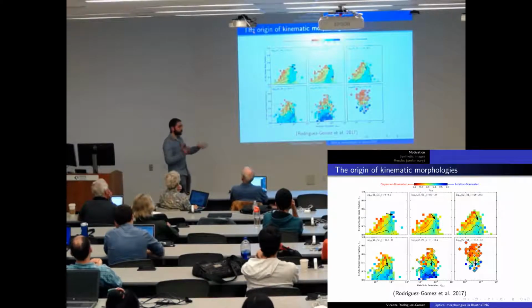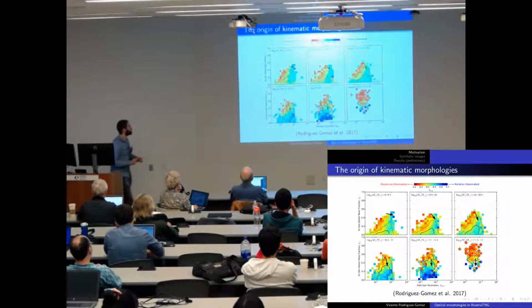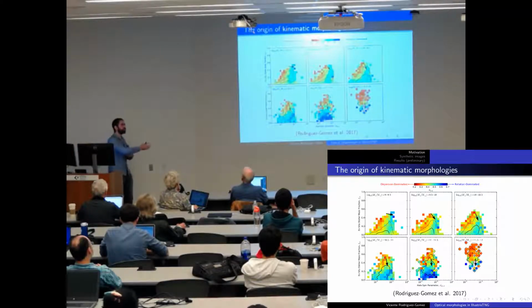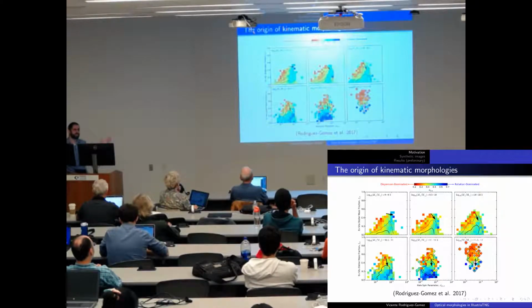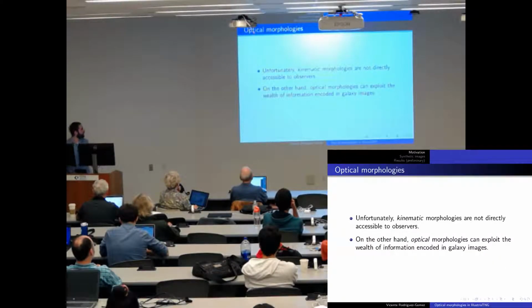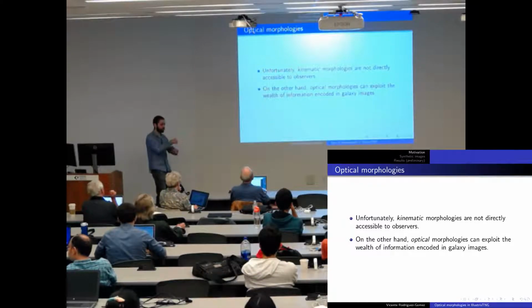Sorry, this is all at redshift 0. Although we did match it to a dark matter only simulation just to make sure that the galaxy itself is not affecting. So anyway, this is all great, but these are kinematic morphologies, and it's not easy to measure these. With IFU surveys you can approximate it, but still you don't have the 3D information.